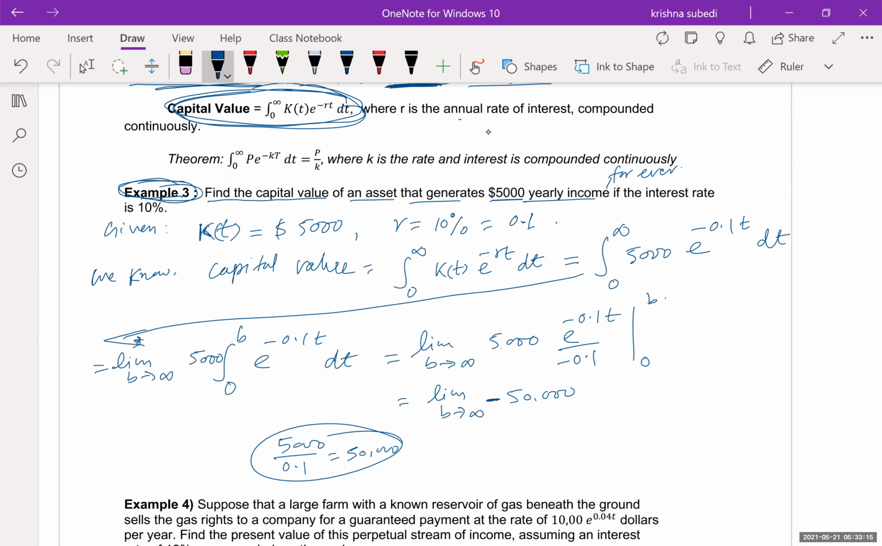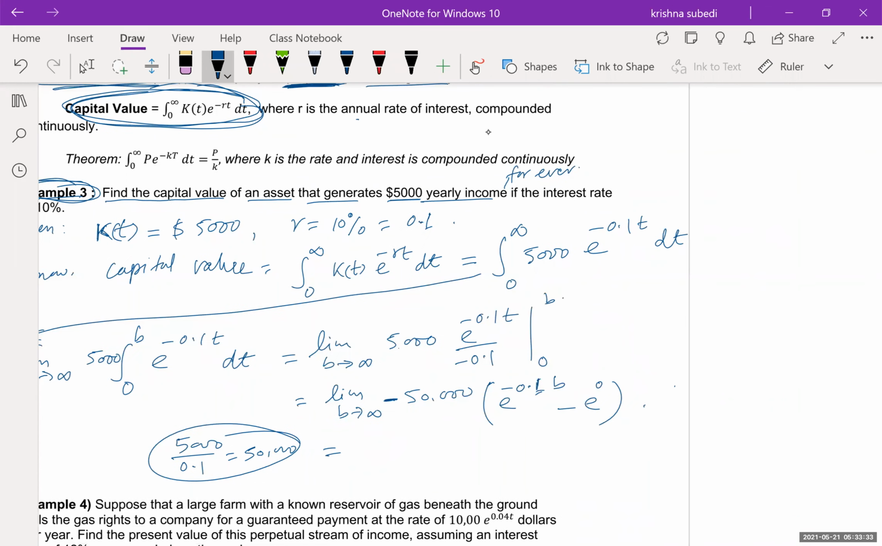Okay. And then there is a negative sign. So now all I need to do is e raised to power negative 0.1. I put the upper limit, which is b, minus e^0. That's it. Now let us evaluate this.